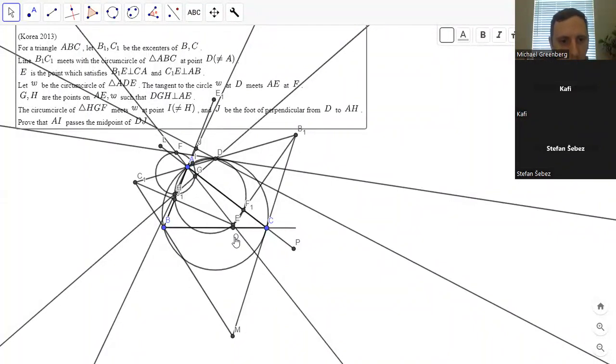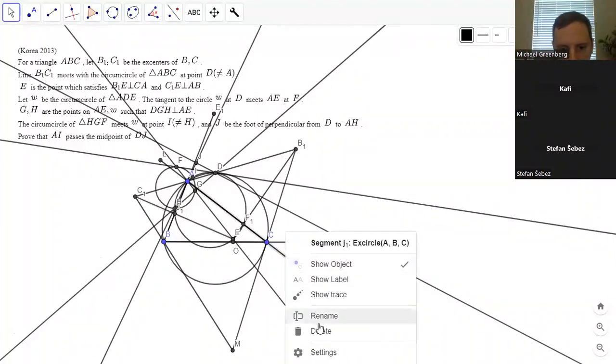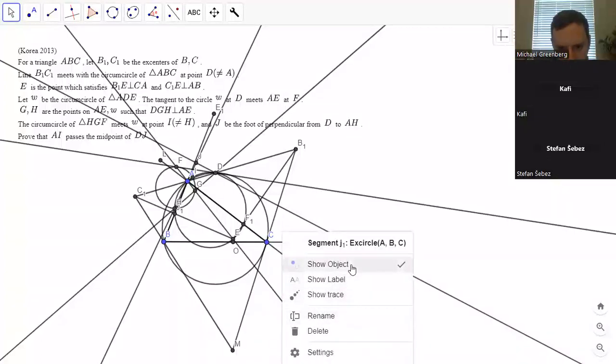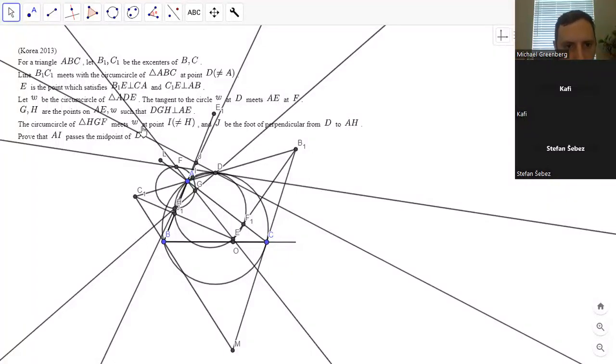Okay, so the circumcenter. D is the midpoint of B1, C1. A is the foot of the altitude from A. And okay, so how could we state this problem? We have a right triangle. We have a right triangle ADE, and we have its circumcircle. You can zoom in the picture to see better.